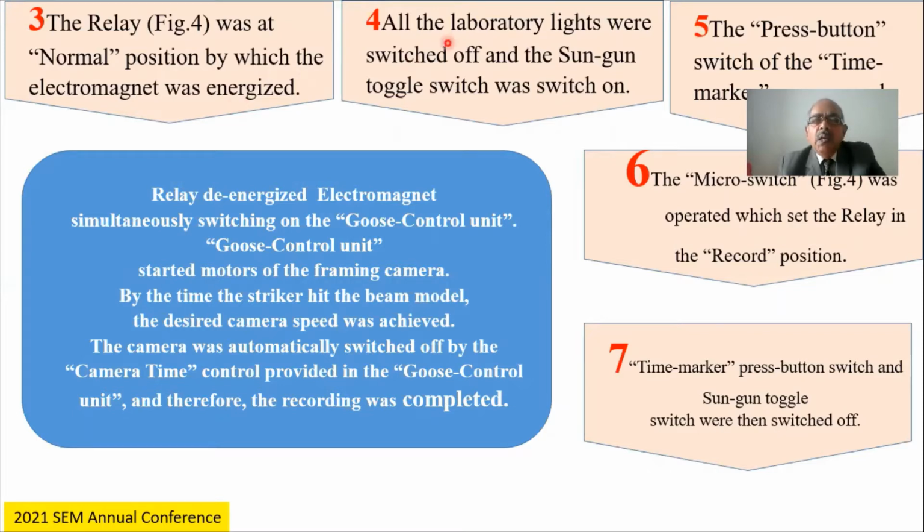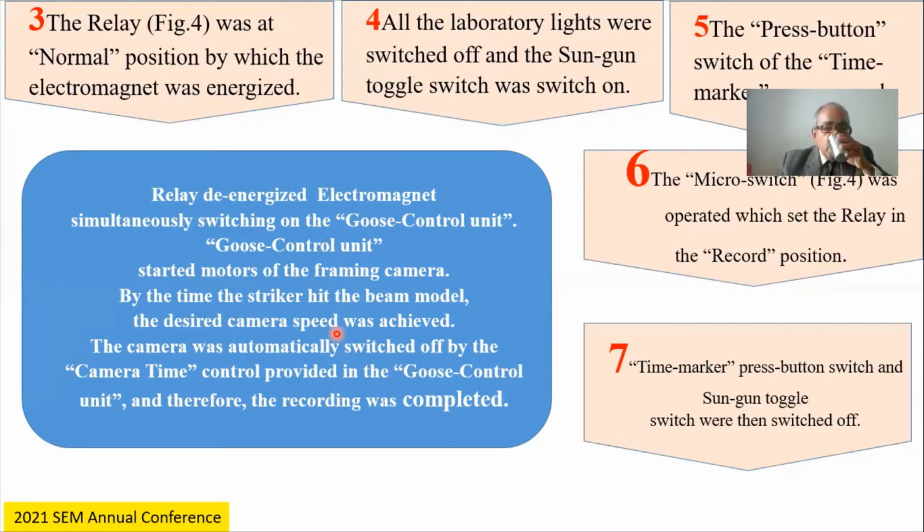Next, fourth step, all lab lights were switched off and the sun gun toggle switch was turned on. Fifth step, the press button switch and the time marker are pressed. The micro switch operates the relay into the record position, and in that way the relay energizes the electromagnet, simultaneously switching the goose control unit, and the goose control unit started the motors of the framing camera. By the time the striker hit the beam model, the desired camera speed was achieved.